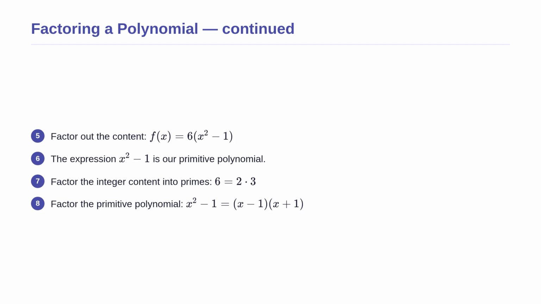We break down the integer content into its prime factors. The number 6 factors uniquely into the prime numbers 2 and 3. Then, we factor the primitive polynomial. We recognize x squared minus 1 as a classic difference of squares from basic algebra, which factors cleanly into x minus 1 and x plus 1.